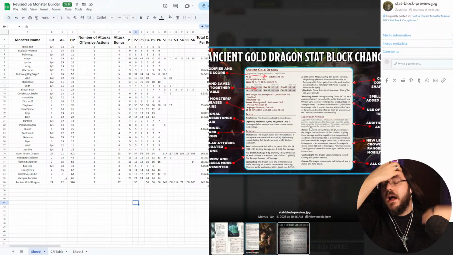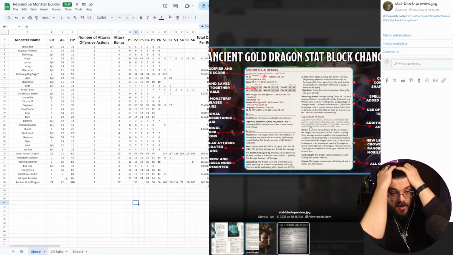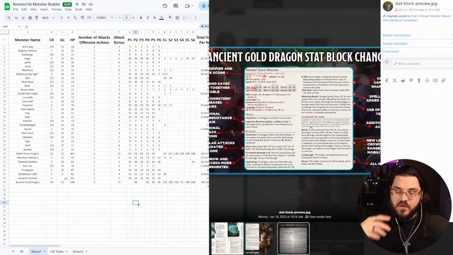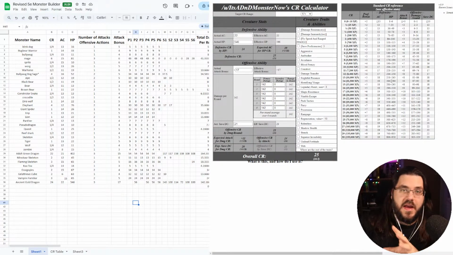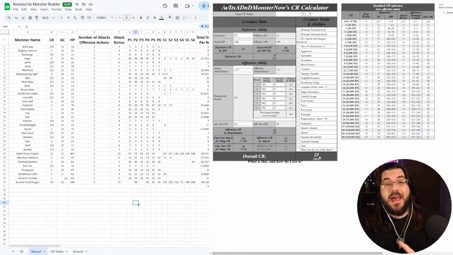We are going through and trying to see how the new monsters compare to the old ones in terms of their stats, with a view of trying to get a better idea of how to build monsters for revised 5e. So with 2014, you could take all of the math that was provided in the DMG, run it through a calculator like the one on screen, and it would output the CR based on the math provided in the book. In revised 5th edition, you don't get that math. They just say, take an existing monster and reflavor it.